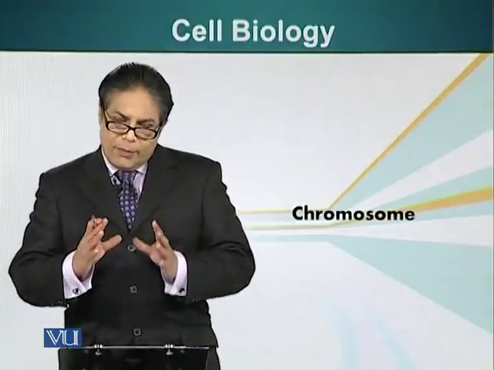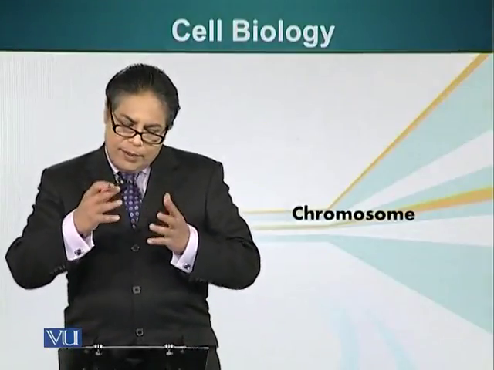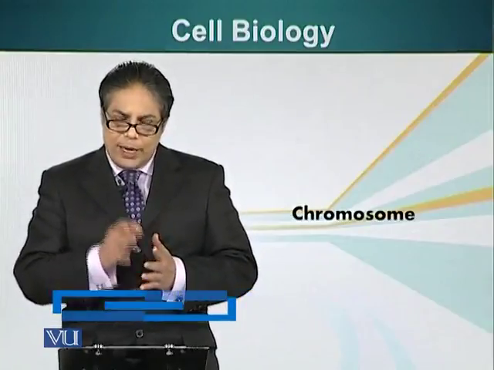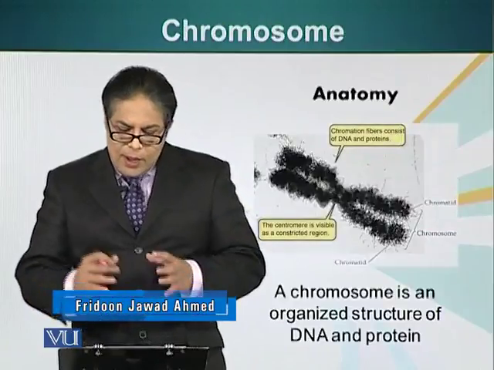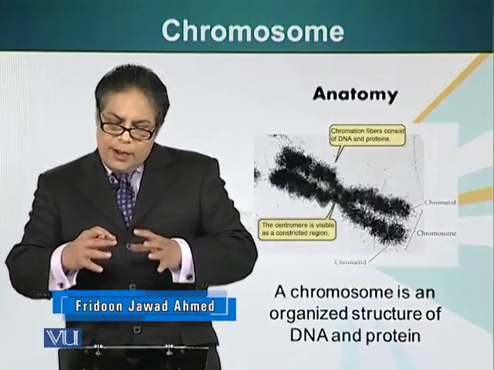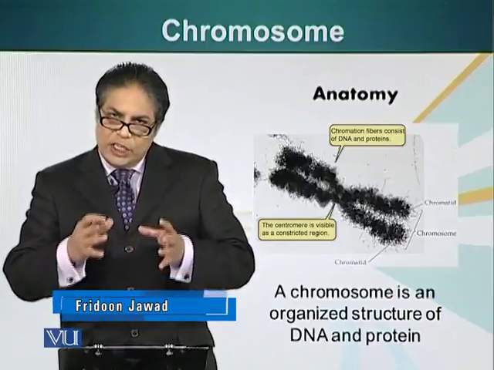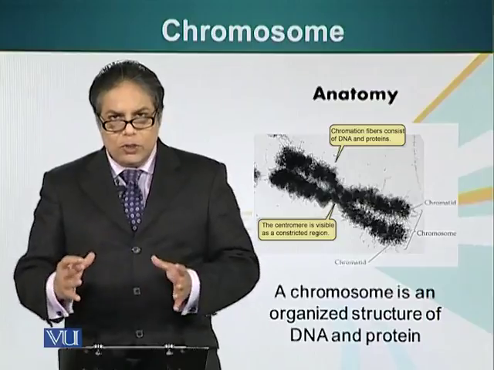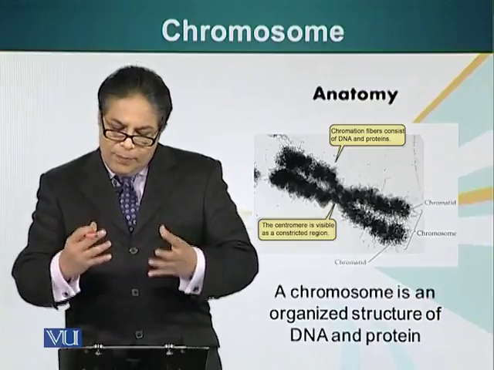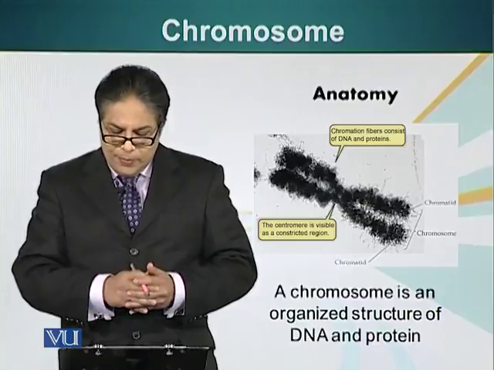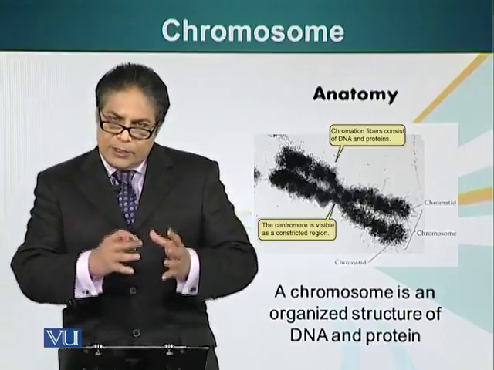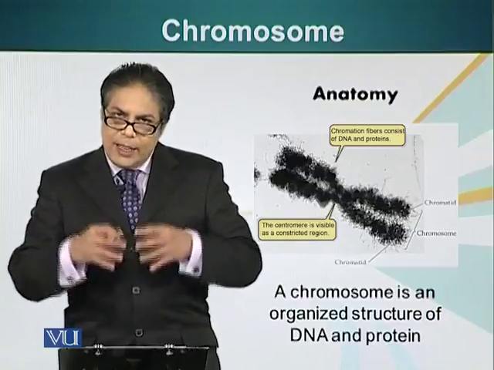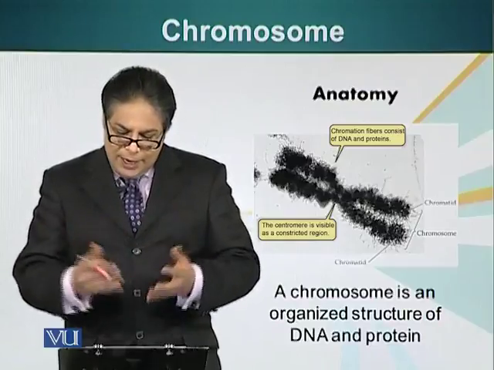Now let's look at some of the players in cell division. One of the most important players is the chromosome. Let's look at its structure. Chromosomes are generally not visible in cells which are in G1 phase. Chromosomes are unwound, they are loose, and they are not present as discrete structures. When the cell decides to divide, chromosomes become condensed and they become visible under the microscope.